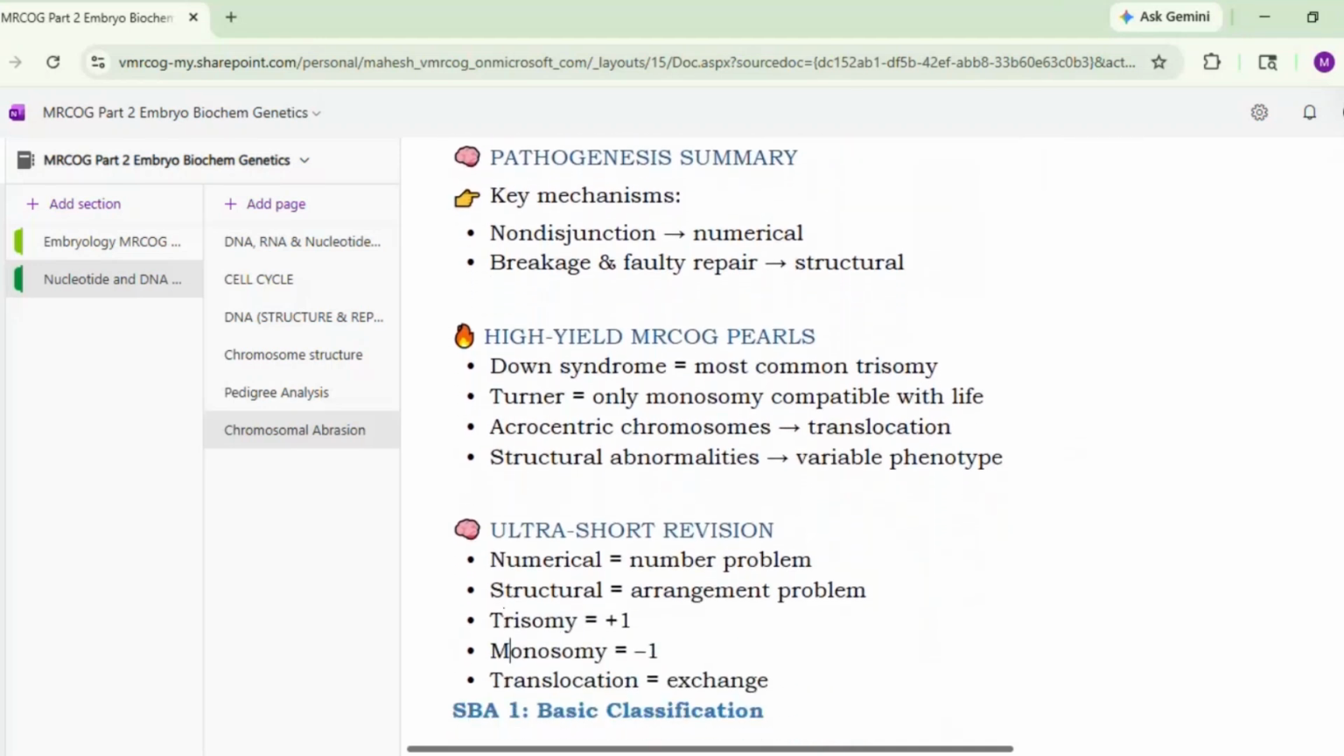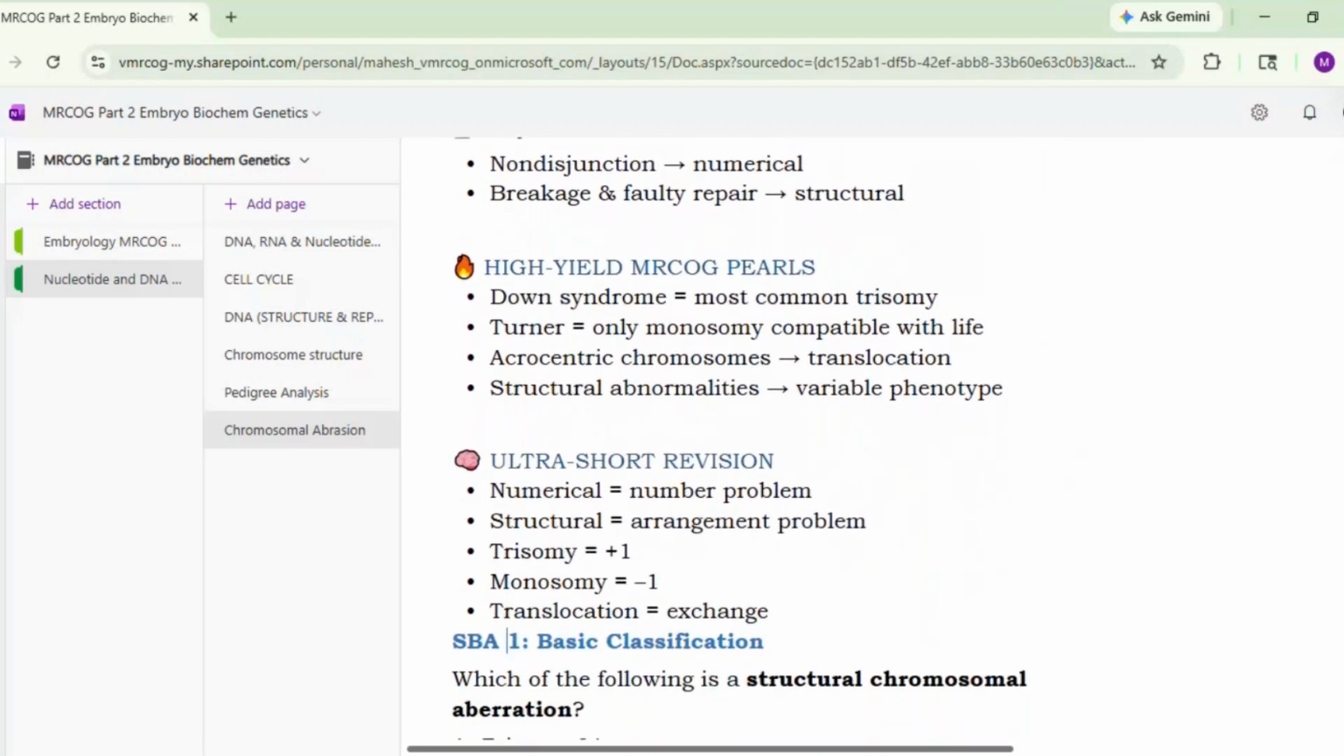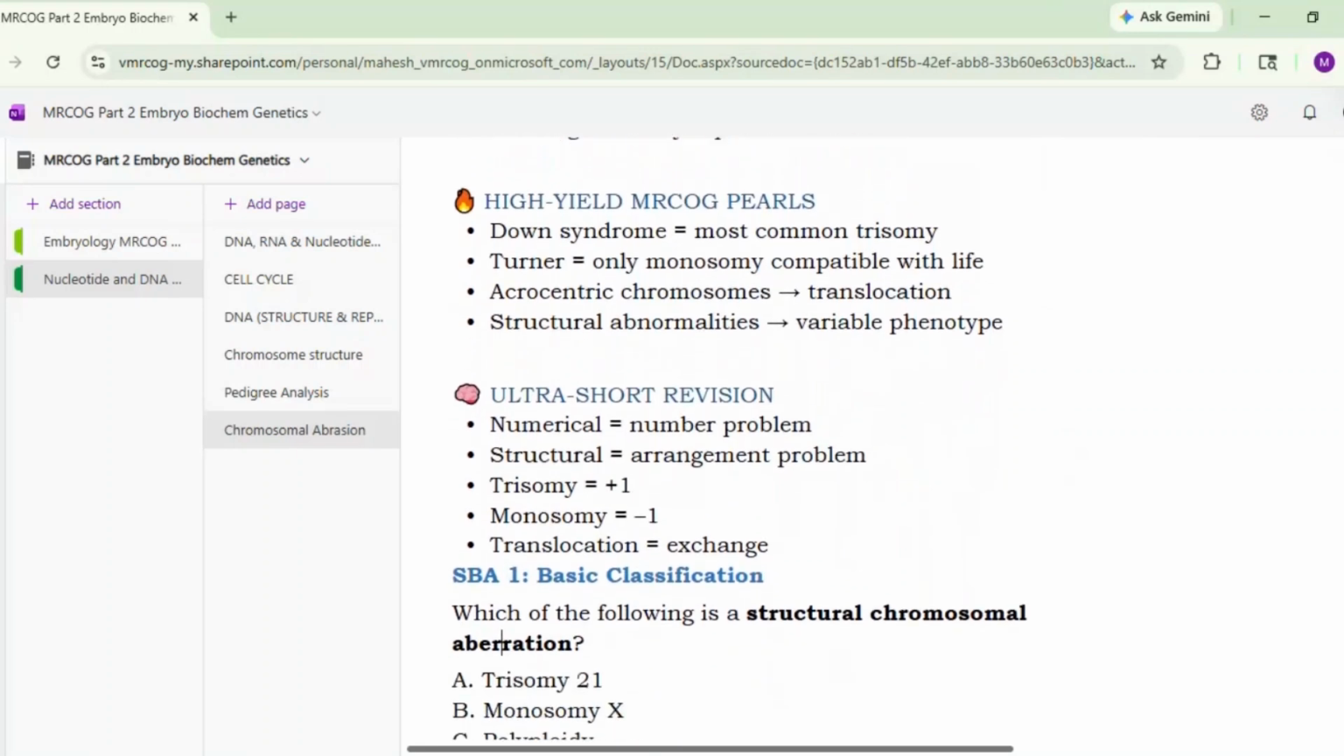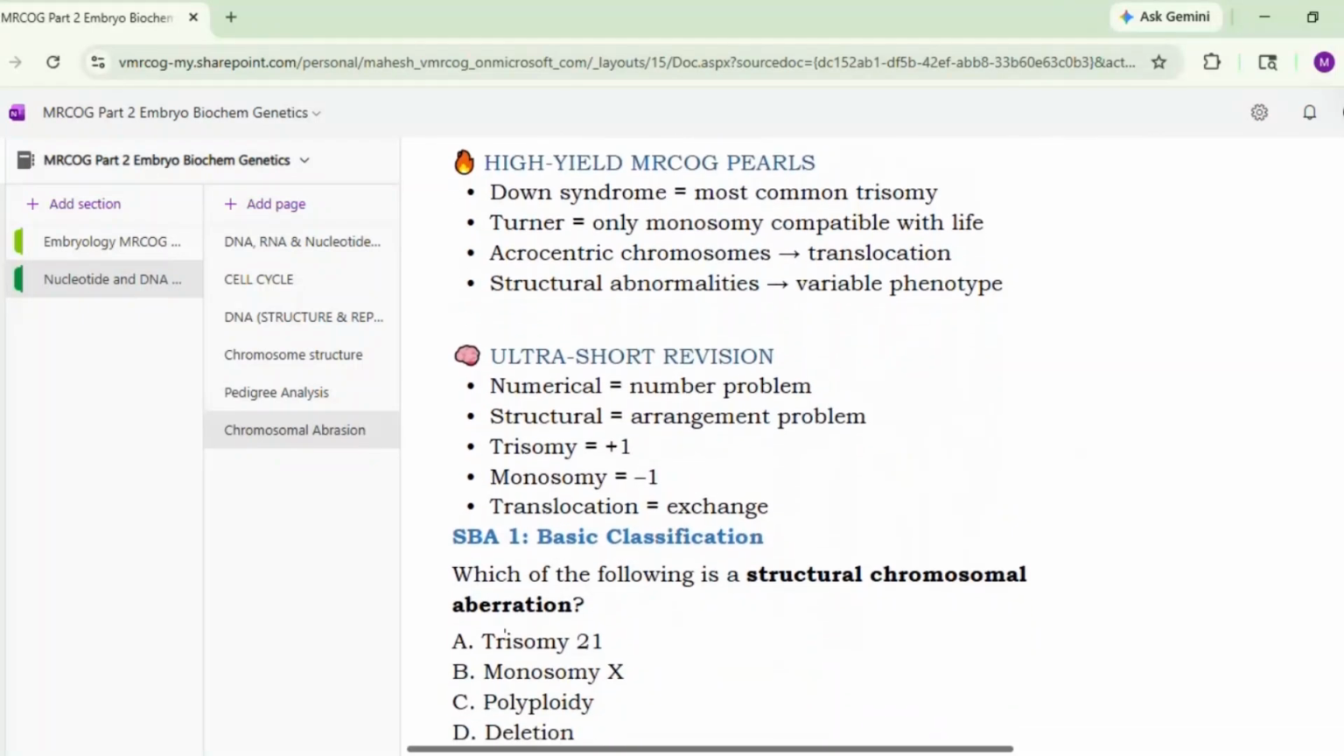Okay. Then numerical will have number problem, structural will have arrangement problem, trisomy will have one additional chromosome, monosomy will have one less chromosome, and translocation will lead to the exchange between two non-homologous chromosomes. So that finishes the chromosomal aberrations.